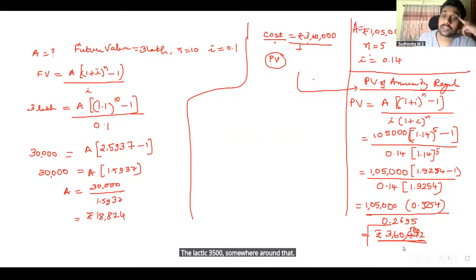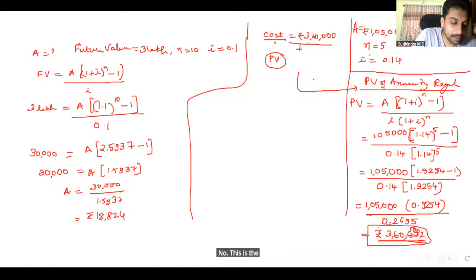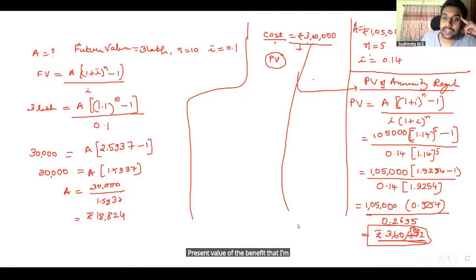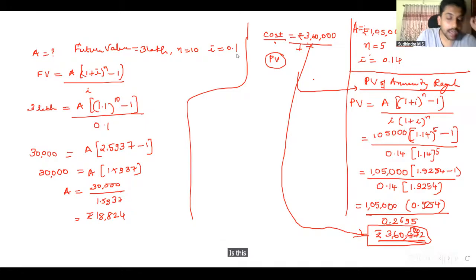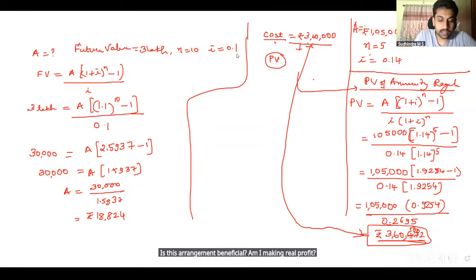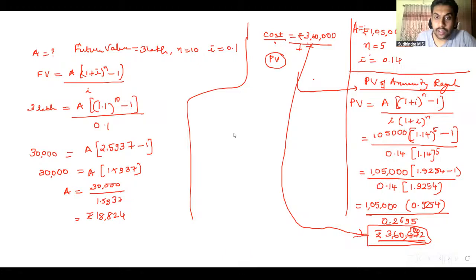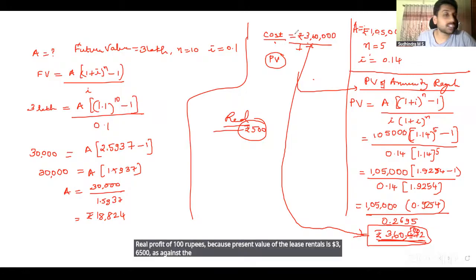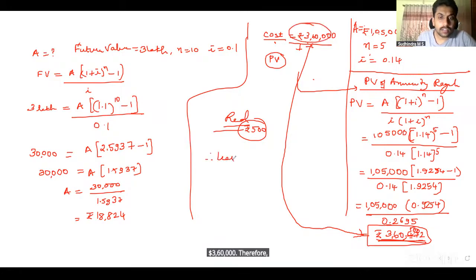Now, this is the present value of the benefit that I'm receiving, as against the purchase cost. Is this arrangement beneficial? Am I making real profit? Yes, I'm making a profit of around 500 rupees, because the present value of the lease rentals is 3,60,500 as against the cost of 3,60,000. Therefore, the leasing agreement is beneficial.